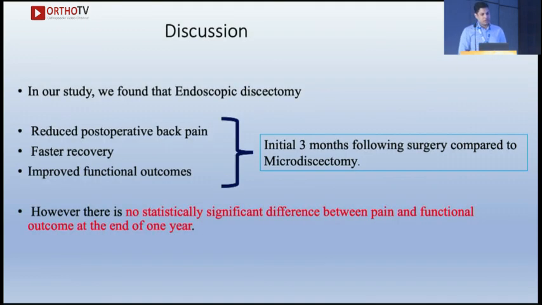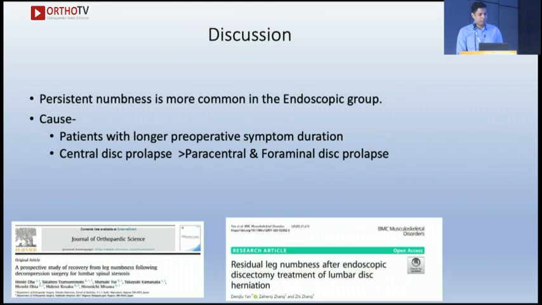In this discussion, we found that in the initial 3 months, there was reduced post-operative back pain, faster recovery, and improved functional outcome in the endoscopic group. But at 1 year, there is no significant difference between the groups. We also found that numbness is more common in the endoscopic group. A possible cause is that some studies show that patients with longer preoperative symptoms have more numbness in the post-operative period, and central disc prolapse shows more numbness compared to paracentral or foraminal disc prolapse.